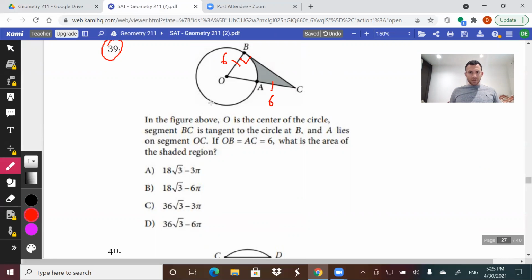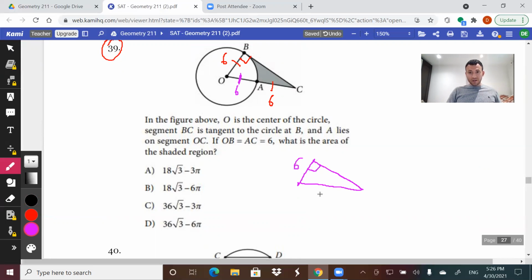I want to see if I missed anything here. OB is equal to AC, and I think I have everything here. Oh, yeah. This is why I had a brain freeze. This is going to be 6 as well, because this is a radius as well. So hopefully you took my word for it earlier. I'm just going to redraw this triangle right here.